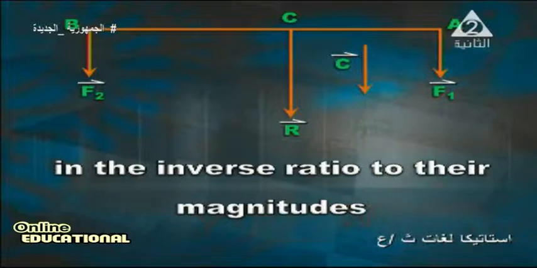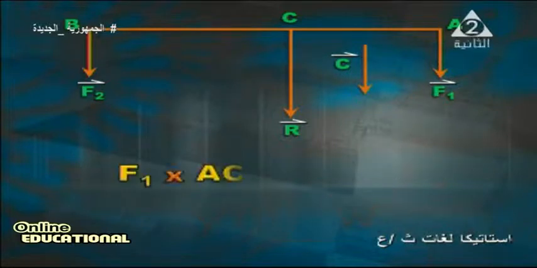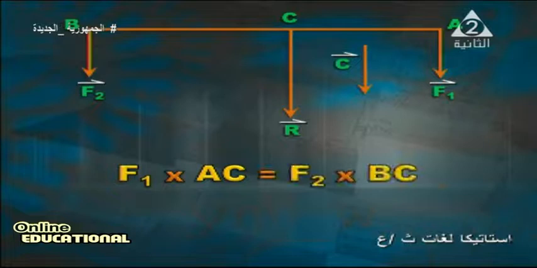My dear student, we have two forces, F1 and F2. R acts at a point between A and B, and R is called the resultant, equal to F1 plus F2. Its direction is the same as the direction of the parallel forces. We know that F1 multiplied by AC equals F2 multiplied by BC. If we find the ratio between F1 and F2, it equals BC over AC. Example.